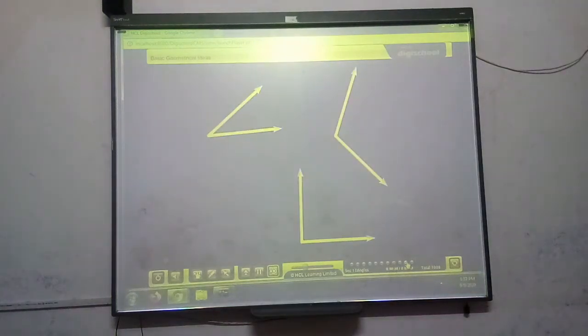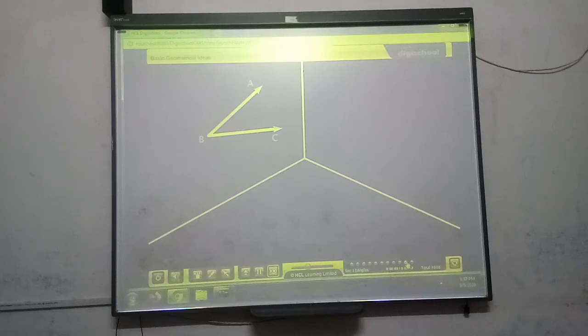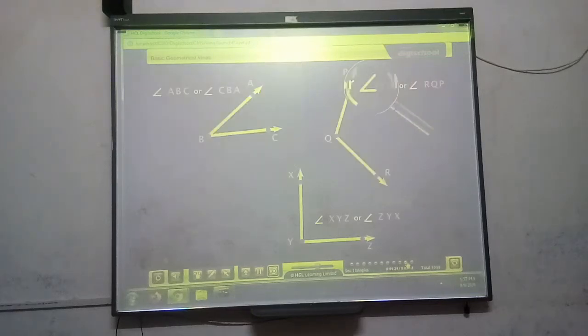Angles can be named by 3 points. 2 points lie on the same arms and the vertex. The first angle can be called angle ABC or angle CBA. The second angle can be called angle PQR or angle RQP. The third angle can be called angle XYZ or angle ZYX. An angle symbol is used to denote an angle.